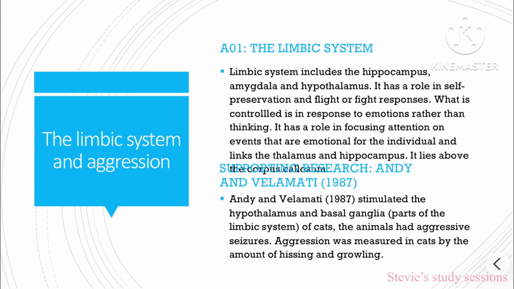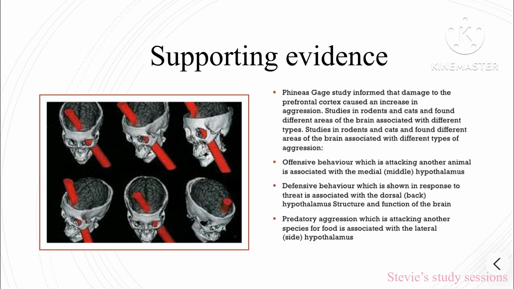Limbic system. The limbic system includes the hippocampus, the amygdala, and the hypothalamus. It has a role in self-preservation and fight-or-flight response. It's responsible for controlling emotions and for focusing attention on events that are emotional for the individual and links the thalamus and the hippocampus. Supporting research is Adamec and Valdemar Marty, 1987, which stimulated parts of the hypothalamus and basal ganglia, parts of the limbic system of cats, and had aggressive seizures. Phineas Gage's brain damage led to the understanding that a damaged prefrontal cortex could increase aggression.